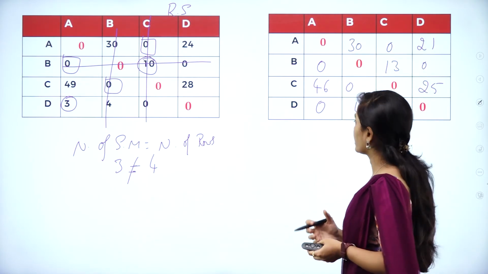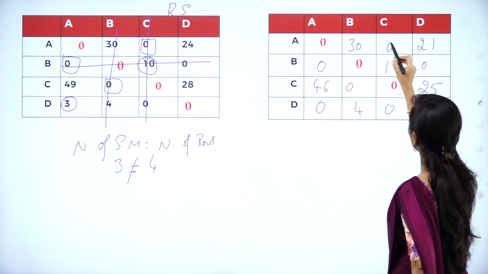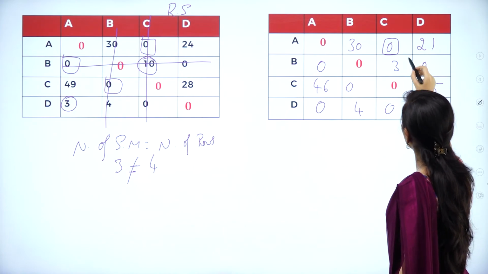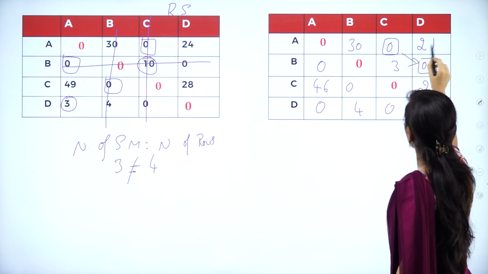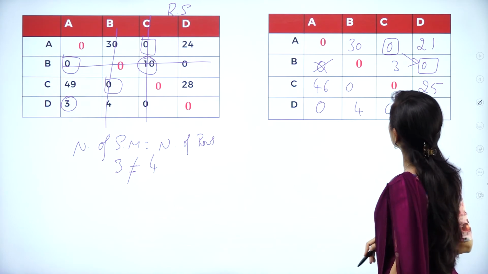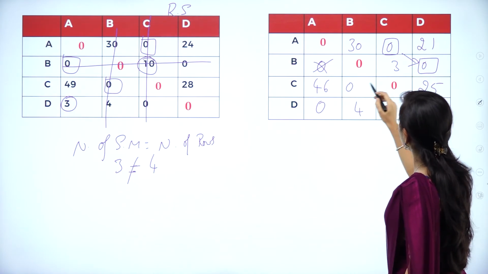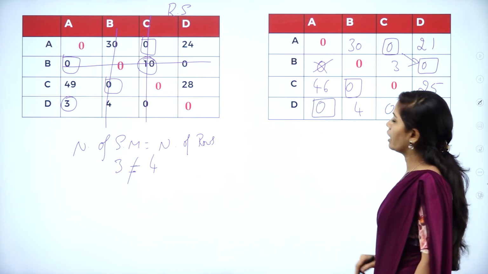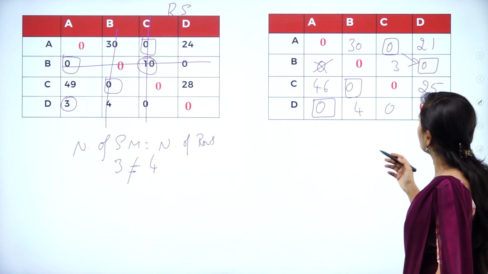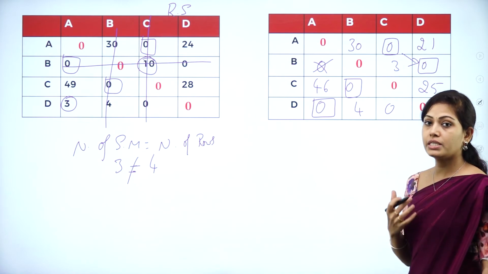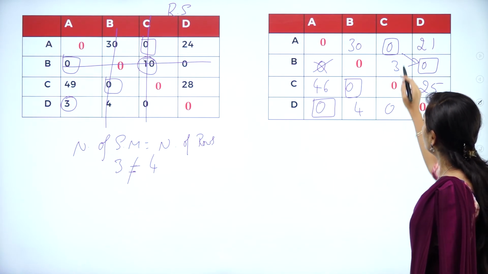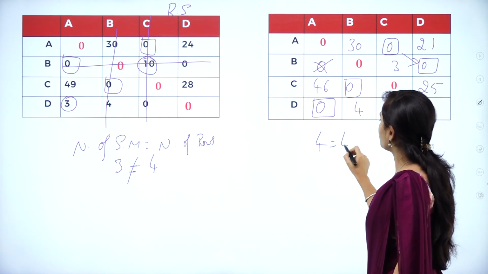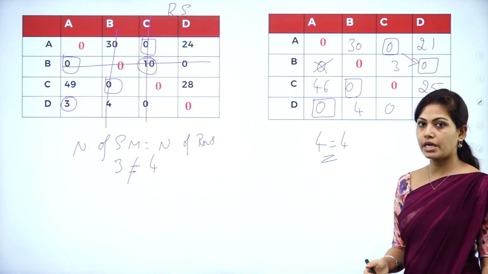So now I can assign the zeros. In the first row I have one 0. I put a square box around that 0. And now I will select the diagonal value and you can cancel this 0. In the third row, I have one 0, assign this 0. And in the fourth row, I assign this 0. So now you have to check whether it is satisfying the optimality condition. The number of square marks is equal to 4, and the number of rows is equal to 4. So it is satisfying the condition.